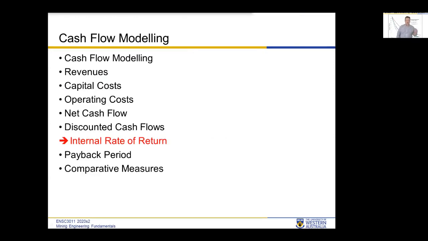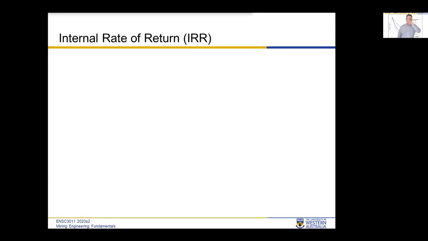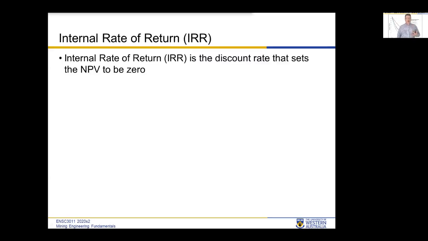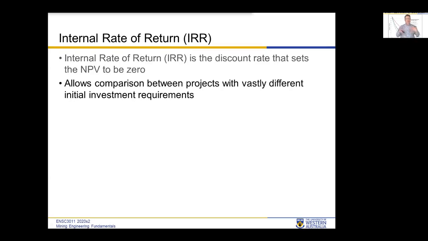Internal rate of return. This is a really important number to generate. It's defined as the discount rate. So remember those equations you had in your Excel spreadsheet, you set the discount rate. If you could vary that, it's the discount rate that produces a net present value of 0. And that shows you the amount of money you're getting back per amount of money you're putting in. So it lets you compare projects with vastly different initial investments.